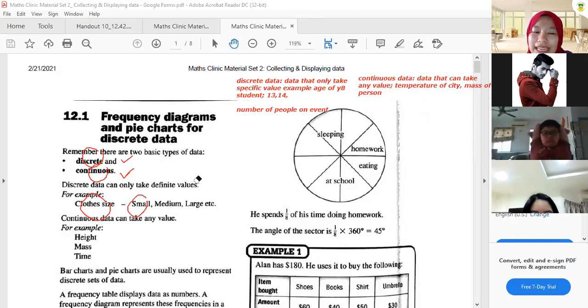Okay, continuous data can take any value. Your height, your mass, the timing, maybe, or you're not sure with the PE shirt. Should be okay, no problem. But that's the example of discrete data.